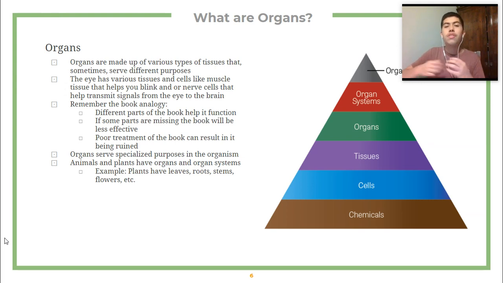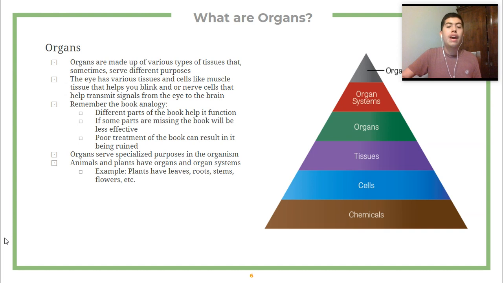And organs function very similarly, where if you don't treat them right and don't keep them healthy, they could be ruined, and this could be very dangerous for your body. And then organs serve specialized purposes in the organism. So each organ has its own role in the body, and they work together to basically make the organism run smoothly. And animals and plants have organs and organ systems.